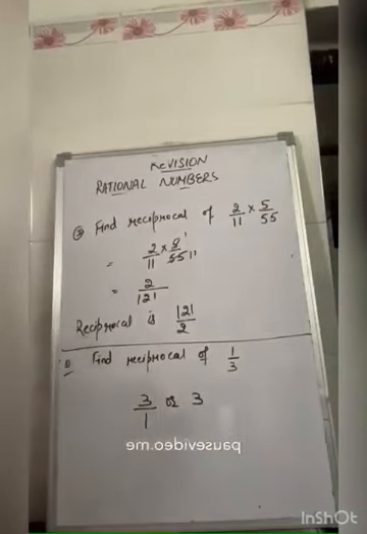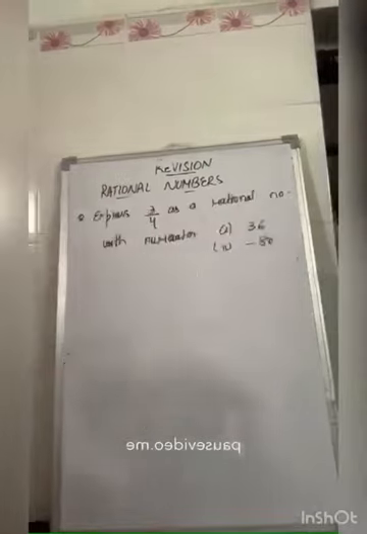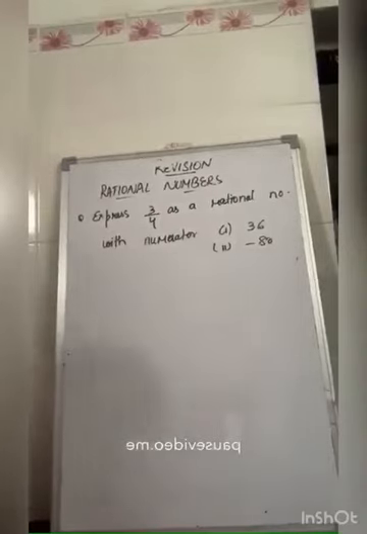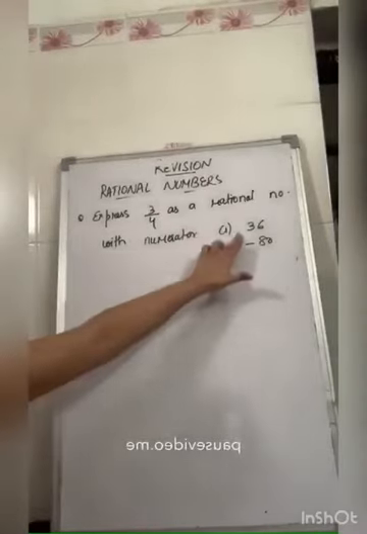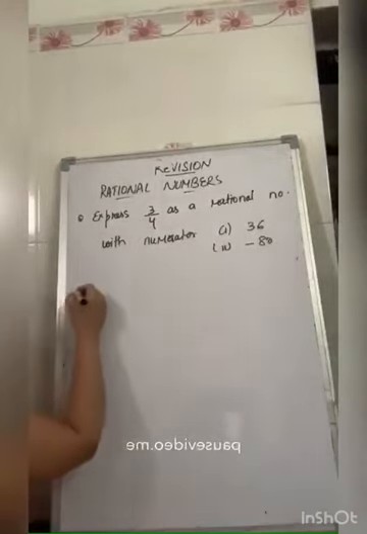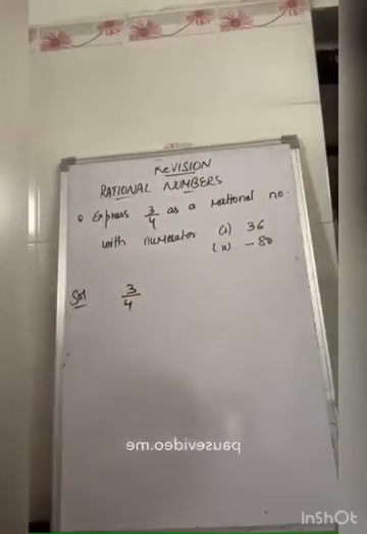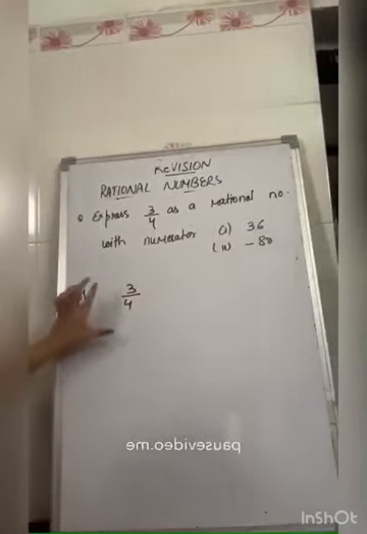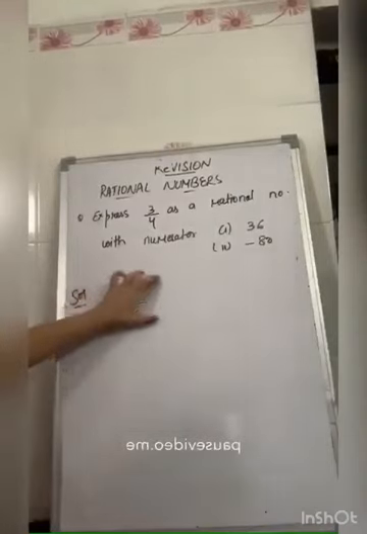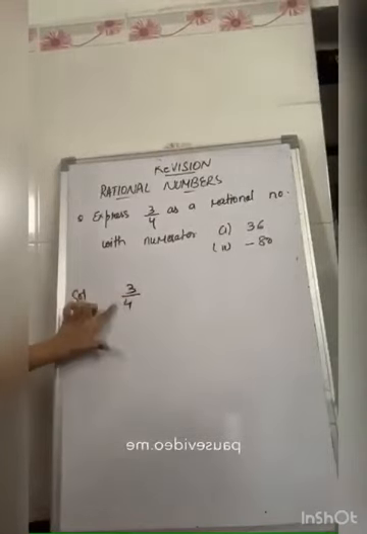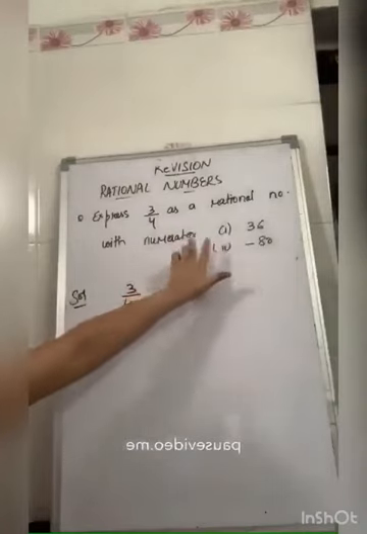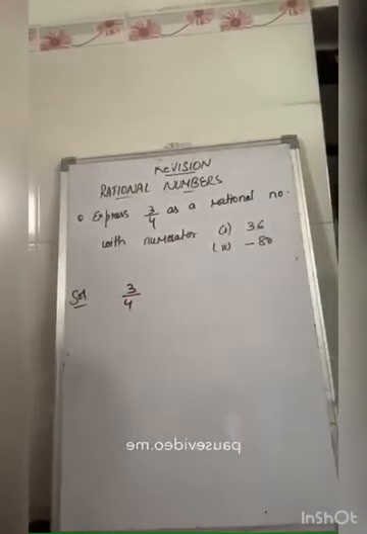Now beta, come to the next question. Express 3 by 4 as a rational number with numerator, first part 36, second part minus 80. Now in this question we have been given a rational number 3 by 4. What we have to do? We have to represent this number in such a way that we get 36 in the numerator.